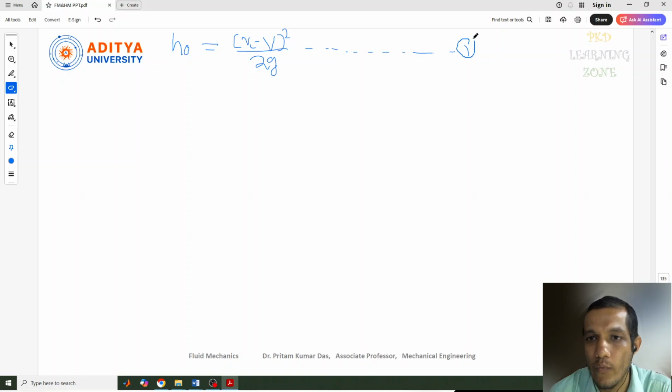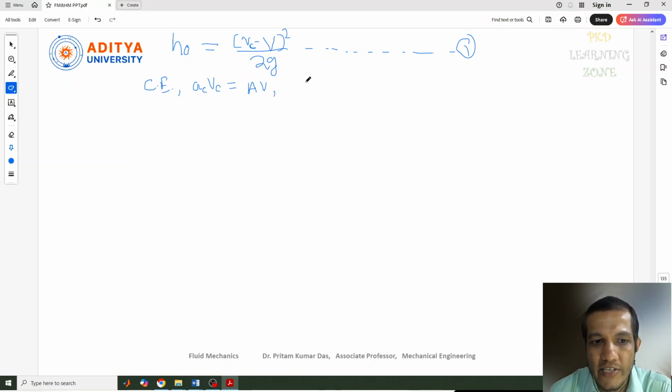Let's consider 1. Now, to find out this VC value, let's consider the continuity equation. From the continuity equation we know that A1 V1 equals A2 V2. So by that concept we can write AC VC equals A V, the area of the pipe into the velocity of the fluid in the pipe. Now AC is the area of the cross section at the vena contracta.